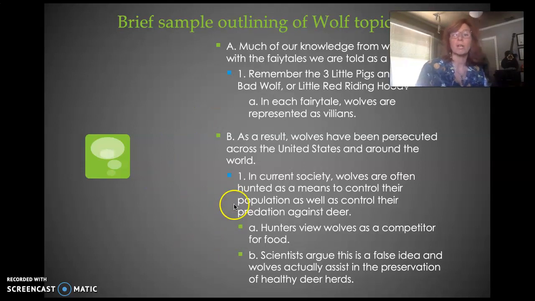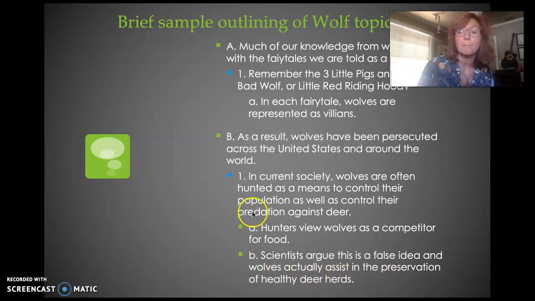And I don't want to go too much longer. Now you can look at this. As a result, great transition. As a result, wolves have been persecuted across the U.S. and across the world. Now in there, if I had it, I might want to insert some stats so you believe me. In current society, wolves are often hunted as a means to control their population as well as control their predation against deer. I've just talked about the hunting of wolves, trying to manage wolf populations. Hunters view wolves as a competitor for food. Scientists argue that this is a false idea, and wolves actually assist in the preservation of healthy deer herds.